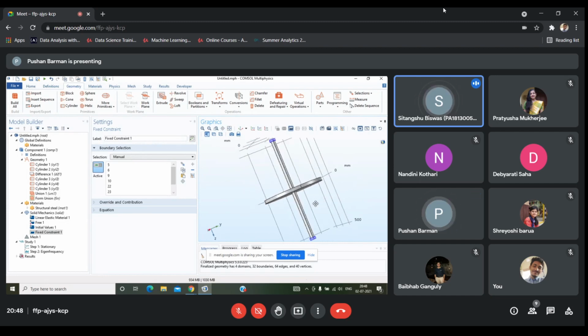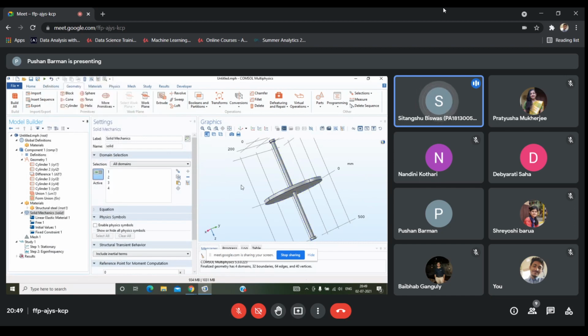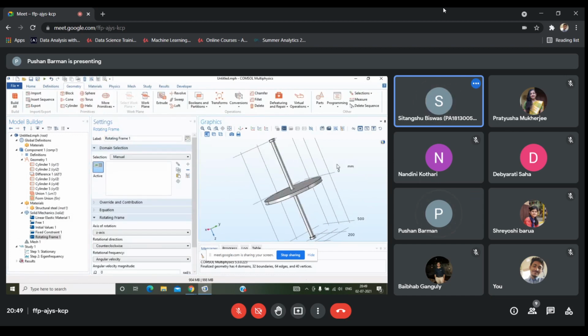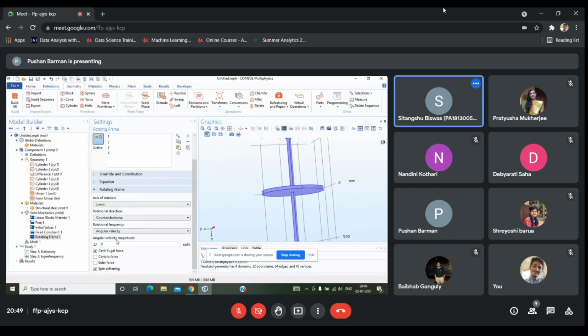Yes, sir. Done. Okay. Now you right click on the solid mechanics. Go to volume force. Rotating frame. Select all the components. And give one RPM. So how much? 500. Give 500. No, it is already in brackets. In your third bracket you write RPM. Okay, sir.